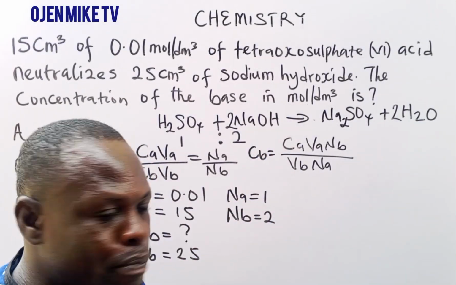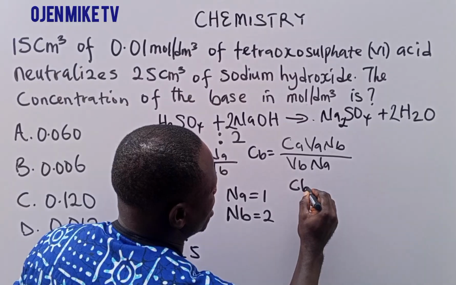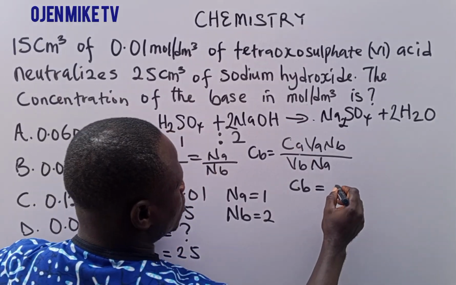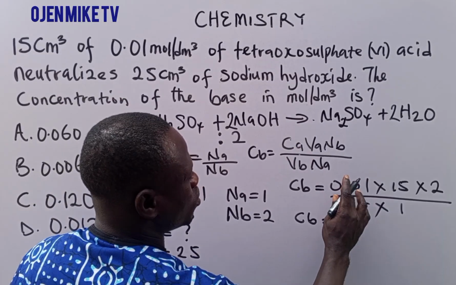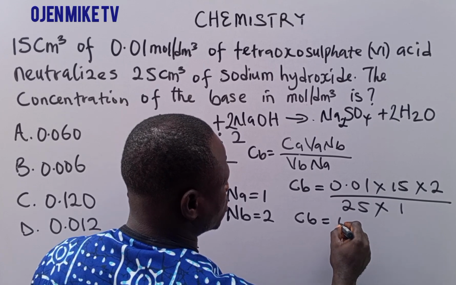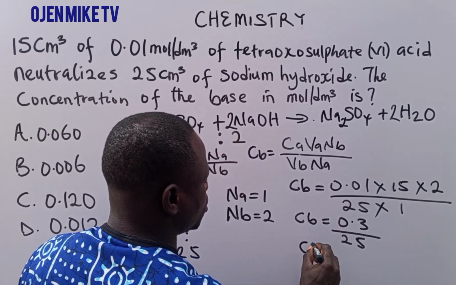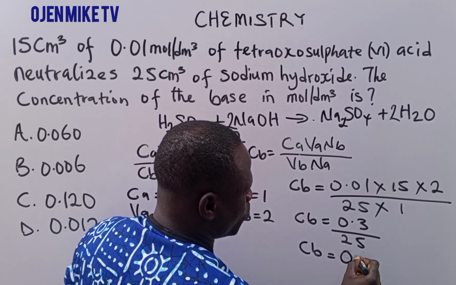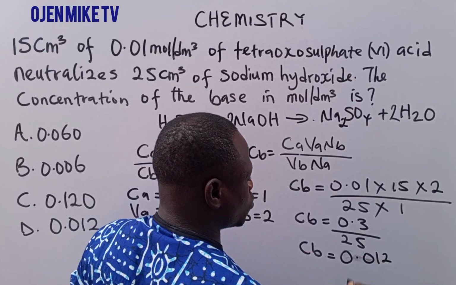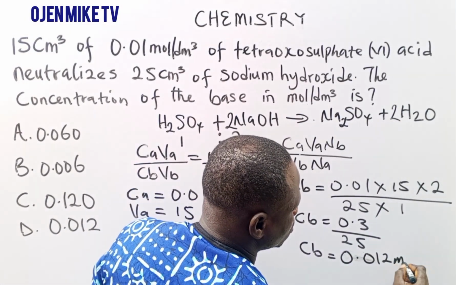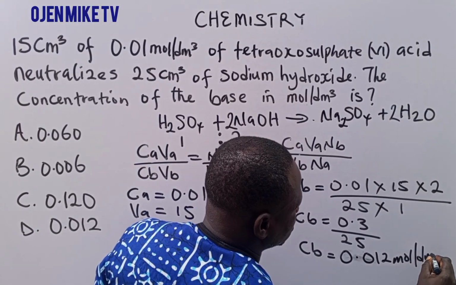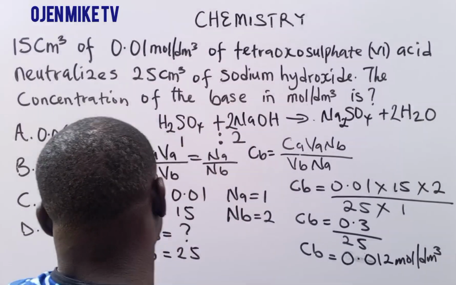Having done that, let's put in our parameters. Cb now will be equal to 0.01 times 25 times 2, which gives us 0.5, divided by 25. So Cb now will give us 0.02 moles per dm³. So our answer is what?